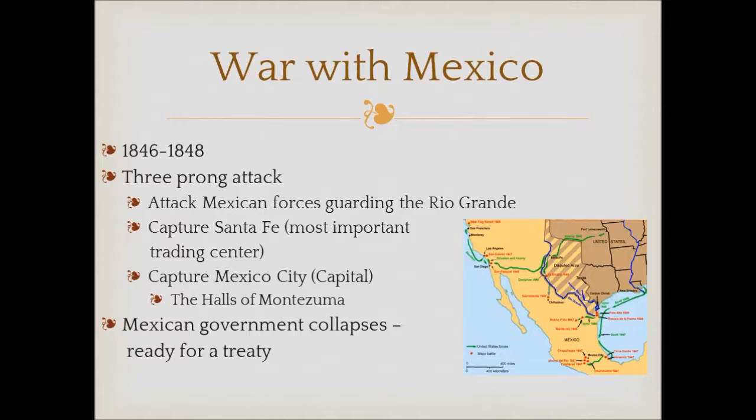So it's only a 2 year war, pretty easy. And they set out right away with this three-prong attack plan. It went like butter. So attack Mexican forces guarding the Rio Grande. One group of American military will do that, and these are Marines. Capture Santa Fe, cut down. That will stop all the trade coming into the Mexican territory. It's the most important trading center. And third, most important, capture Mexico City, the capital of Mexico. And again, this is Marines.